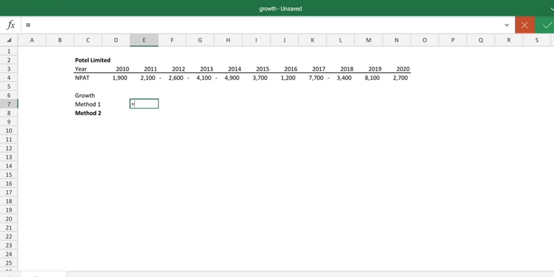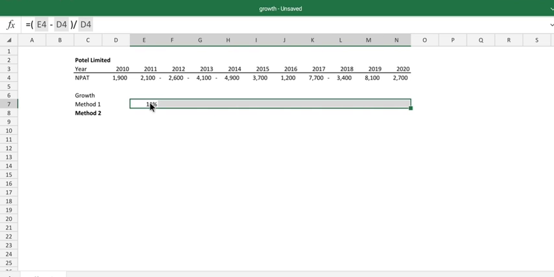The first method is the common, known way of calculating growth, which is basically the current value minus the previous value, then we divide by the previous value, and we get 11%. So basically what we are saying is between 2010 and 2011, net profit after tax grew by 11%. To calculate the other years, I'll just use a shortcut, Control R, to fill to the right.